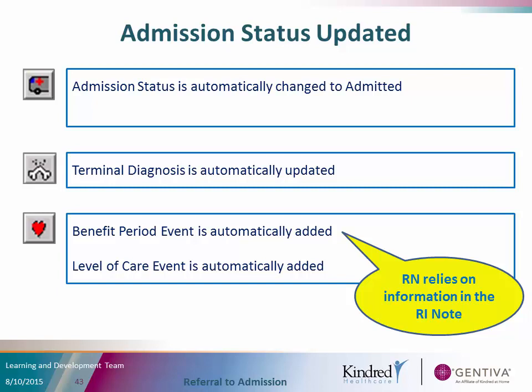All of these automatic updates occur because the admission nurse is entering this information on the clinical assessment form in the hospice system. When the assessment is completed, that information flows back to McKesson Hospice. This is why the information contained in that RI or referral information note is so important. The admitting nurse is relying on that information to complete the clinical assessment form.